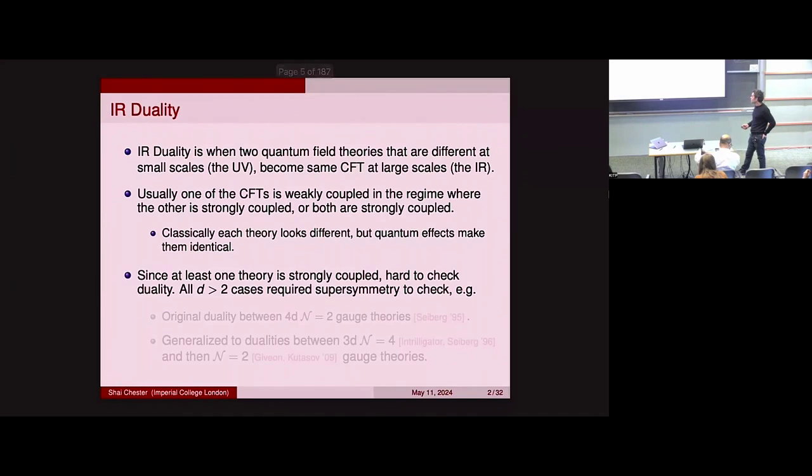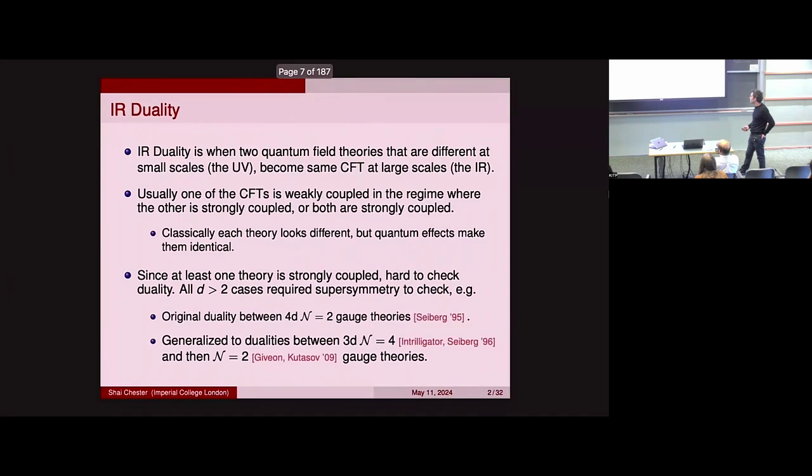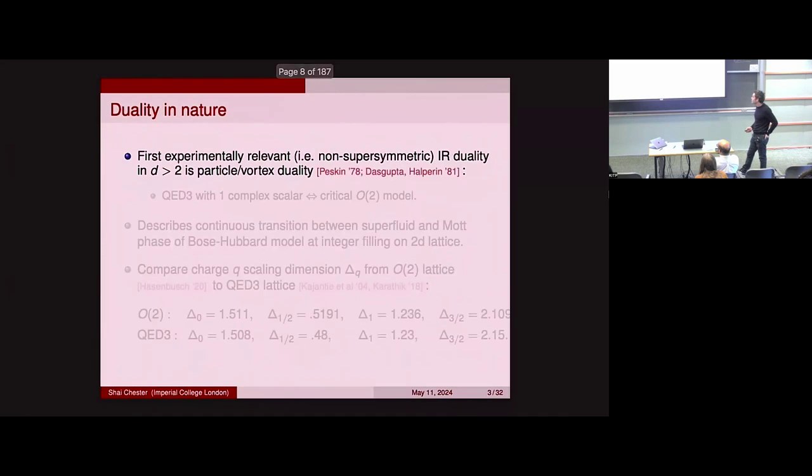Since usually at least one such theory is strongly coupled, it's very hard to check these IR dualities. So when the space-time dimension is bigger than 2, usually you require supersymmetry to check. The original versions of these dualities were various supersymmetric theories in 4 dimensions or 3 dimensions. But of course, this is a condensed matter conference, and so we don't like supersymmetry. Instead, we want to study theories that can actually appear in nature.